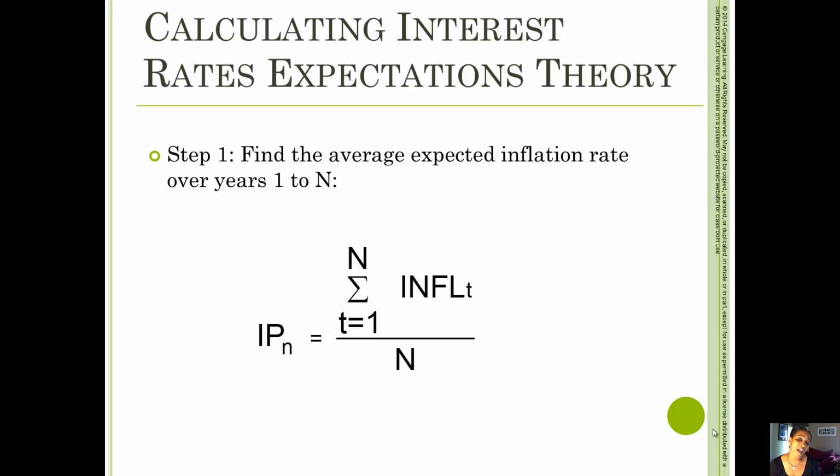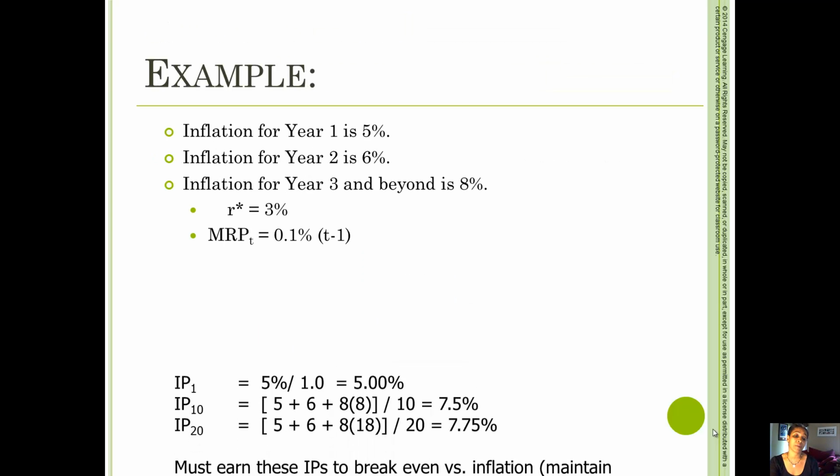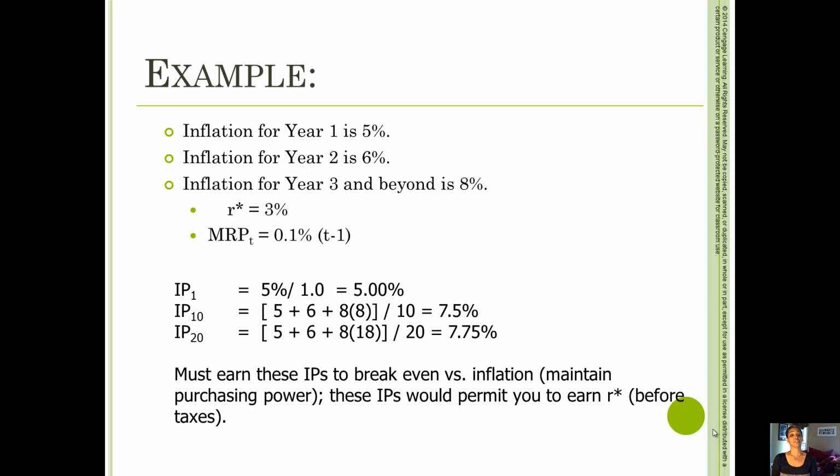We're going to take an average expected inflation rate, so just what we expect the inflation rate to be over time divided by the number of years in that time period. So here we've got a year 1 inflation of 5%, year 2 is 6%, and year 3 is 8%. And we have a real risk-free rate and a maturity risk premium.